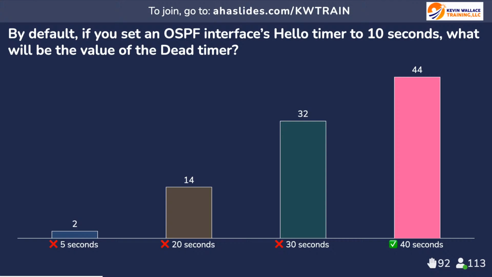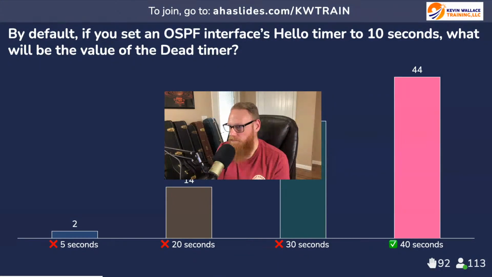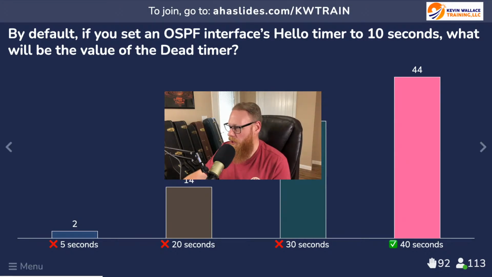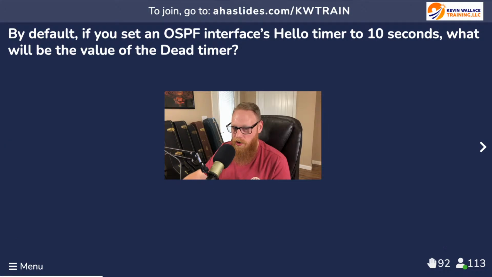And the answers are in. It looks like the majority have chosen 40 seconds, which is absolutely correct. So by default, an OSPF interface's dead timer, how is that calculated? Well, that's calculated by using the hello timer, and that's multiplied by 4. So by default, the dead timer is 4 times the hello timer. So if we set our hello timer to 10 seconds, that means 4 times 10 seconds would be 40 seconds, which would give us a 40-second dead timer. Absolutely correct. Great job. Check that leaderboard out.